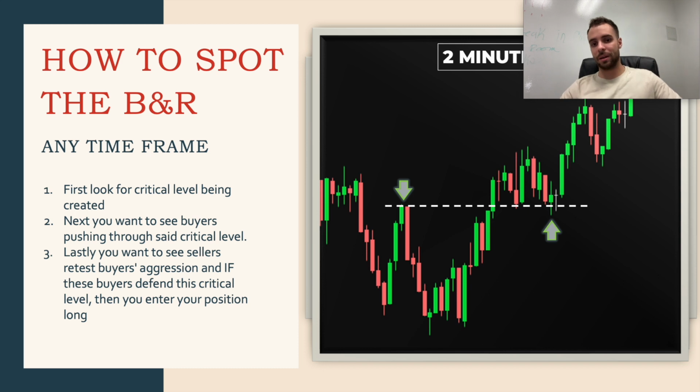All the way in on the 2-minute, here's an example again. You can see, looks a little bit different. Some of them are not textbooks. Some of them have multiple retests. But this is what you need to pick up on.